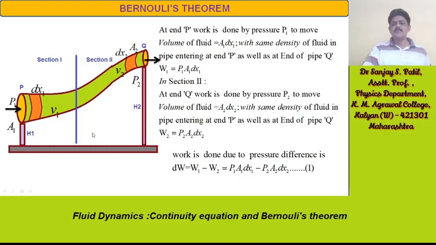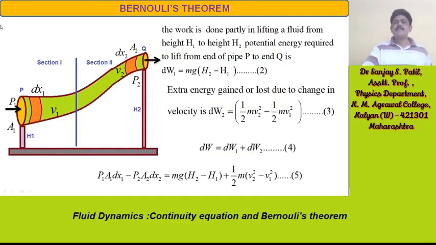Now we will see that the work is done partly in lifting the fluid from height h1 to height h2. So the potential energy required to lift the fluid from end P to end Q, and dW1 is the work done partly in lifting the fluid from end P, which is at height h1, to end Q, which is at height h2. So dW1 is equal to mg into bracket h2 minus h1. Suppose this is equation 2.